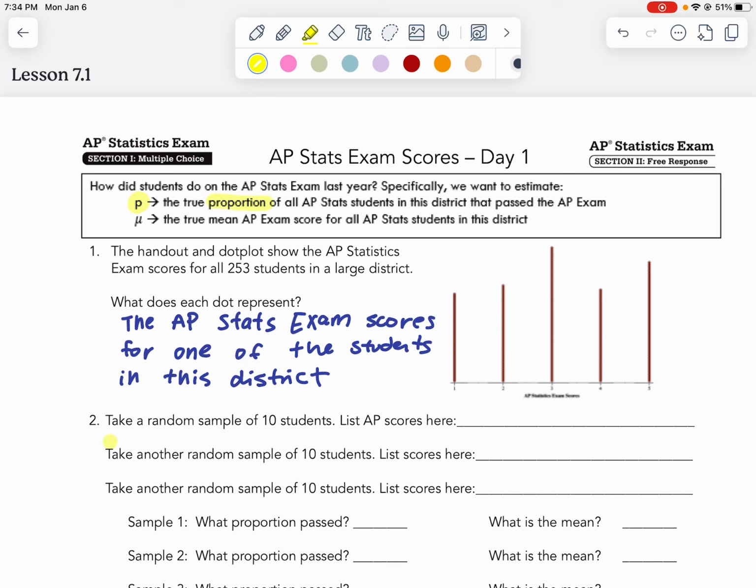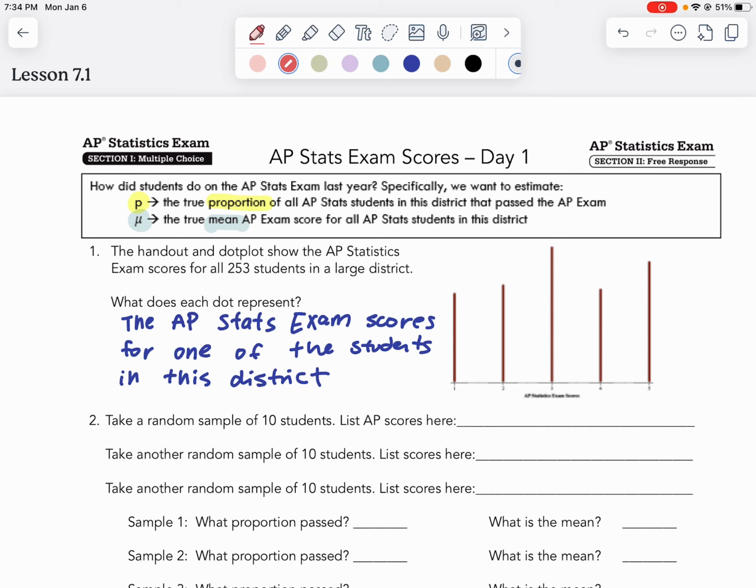And then the second one that we want to estimate is mu. So mu is the true mean AP exam scores for all AP Stats students in this district. So what you'll notice in this unit, we're going to go back and forth between proportions and means.